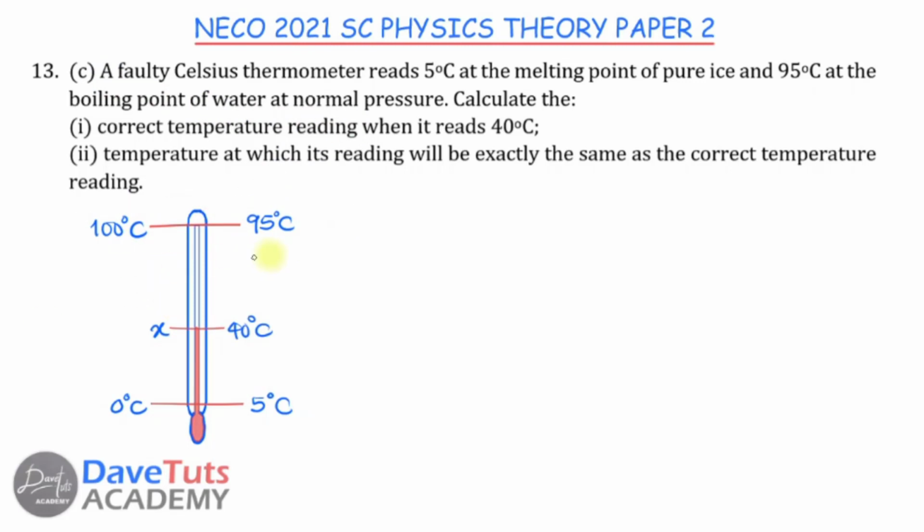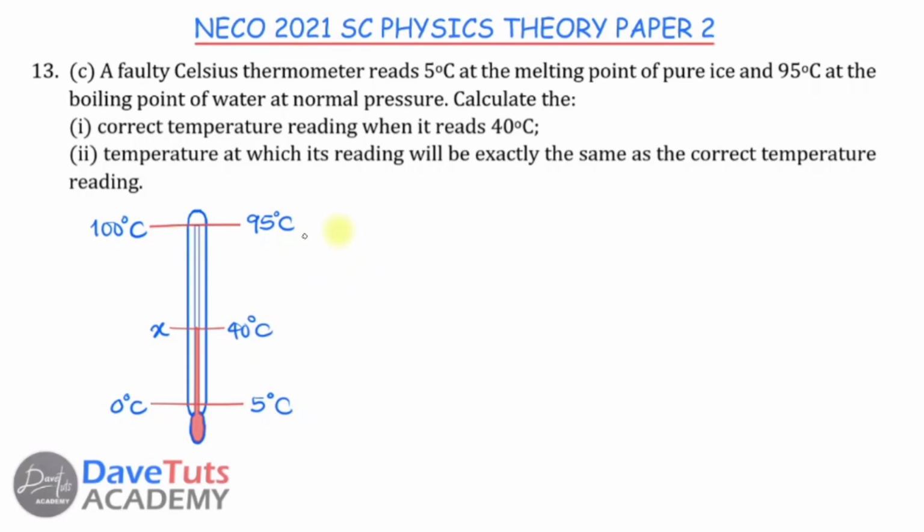So this is the reading of the faulty thermometer, and this is the original reading that it is supposed to be reading. But we're also noting, first and foremost, they say that we have to get the correct temperature when it reads 40 degrees Celsius. So that's why we are calling that X. And what we just need to do in this particular case is just to look at a graded difference and try and cross multiply. Like here, this scale here, we'll just relate it to the scale on the right hand side.